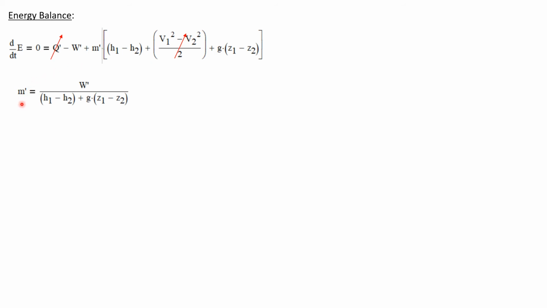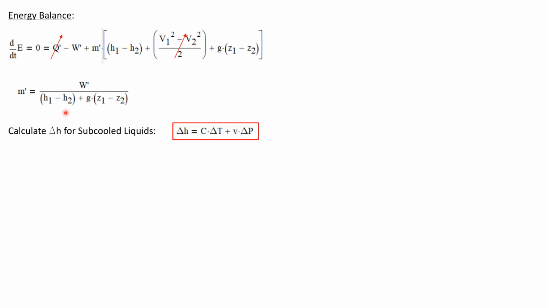Let's solve for the mass flow rate. Well, m dot becomes W dot divided by h1 minus h2 plus g times z1 minus z2. That is our potential energy term. So if we can find all of these values on the right side of the equation, we can calculate the mass flow rate. Let's start with h1 minus h2.